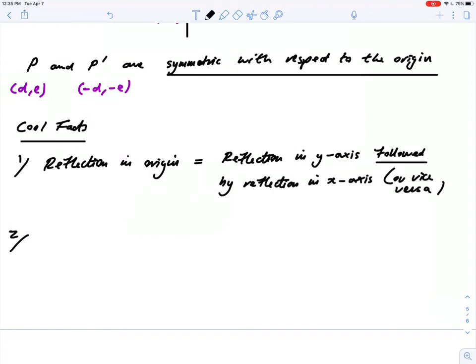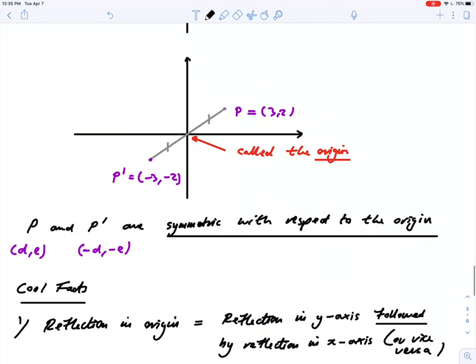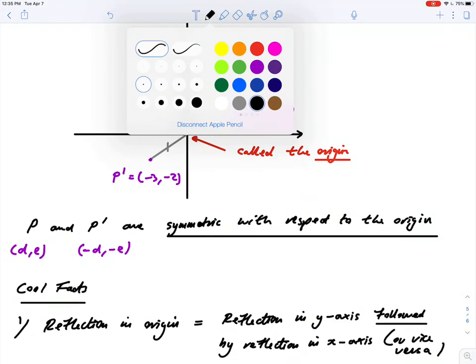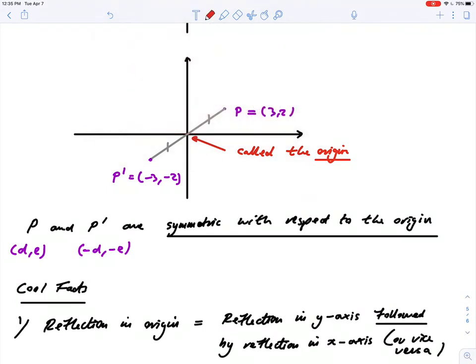Another cool fact is the following. The reflection in the origin is actually describable in another way. So let's just imagine up here. I know that we're reflecting, but we can actually do this in a slightly different way, can't we? Because we could take the point P and just rotate it around by 180 degrees and it would give me this point. So reflection in the origin is actually exactly the same thing as rotating around the origin by 180 degrees.